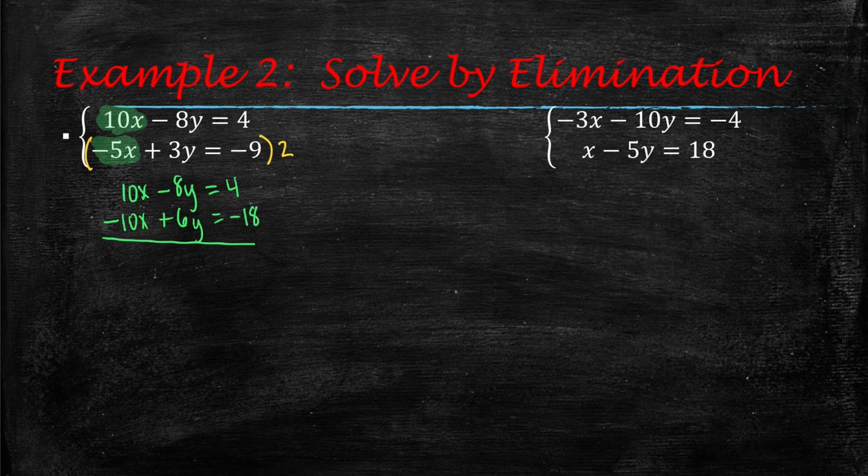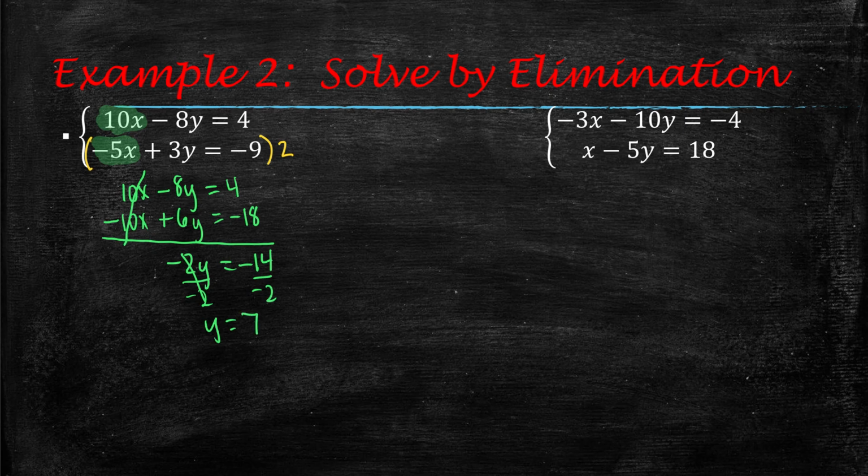In elimination, you add your equations together and you get one of those variables to cancel. So now you'll have negative 2y equals negative 14. Divide both sides by negative 2, and that gives you a y value of 7.